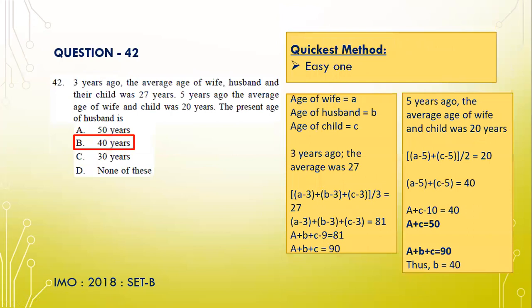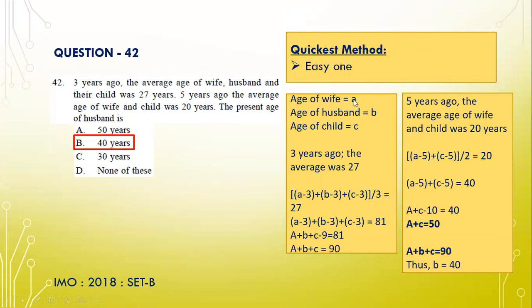Okay, 42. 3 years ago, the average age of wife, husband, and their child was 27 years. 5 years ago, the average age of wife and child was 20 years. The present age of husband is. Again, it's an easy one. We just have to formulate the equation.